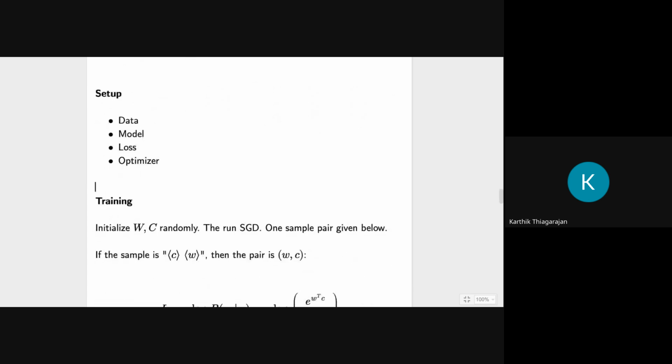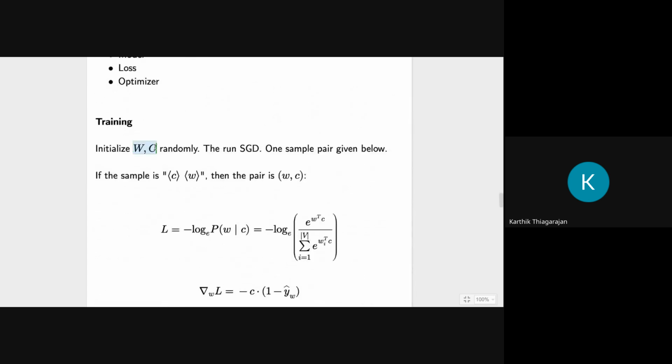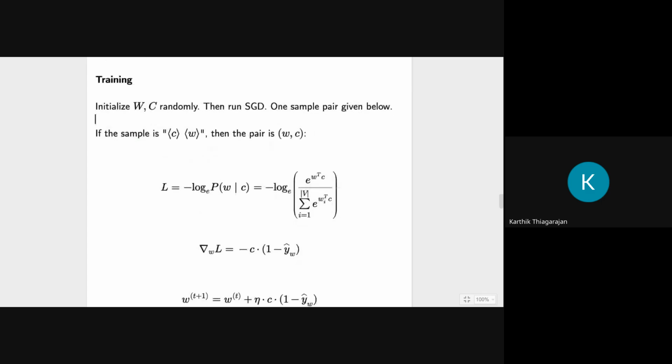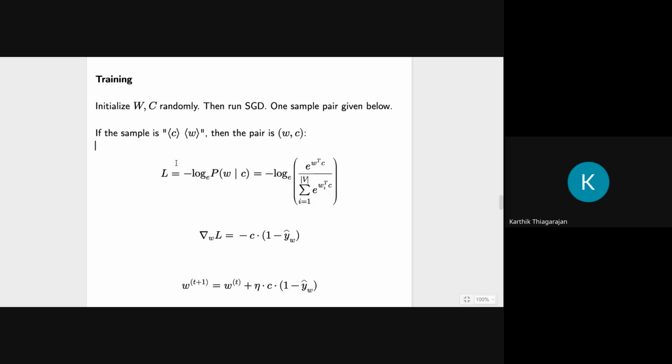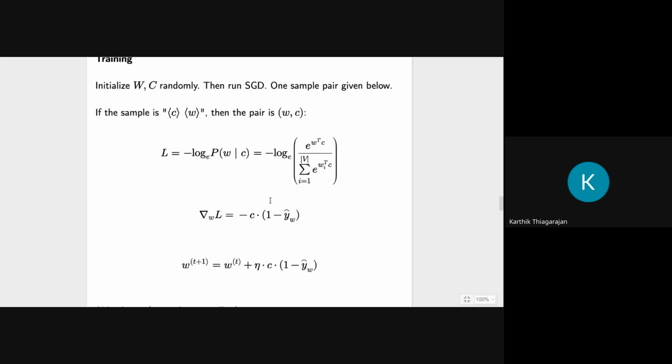So how will training work? You initialize the word and context matrices randomly, then you run SGD. I'm just giving you one sample. If there is a context followed by a word, then the pair, you can call it WC pair or CW pair. I'm used to calling it WC pair, so the context first and then the word. How do you define the prediction? P of W given C, we have already seen this. The loss function is the negative log of the predicted value y hat.